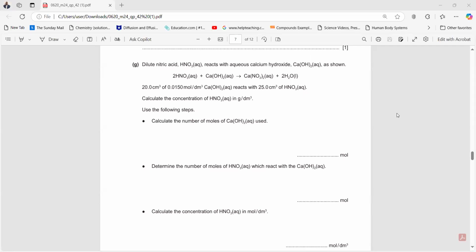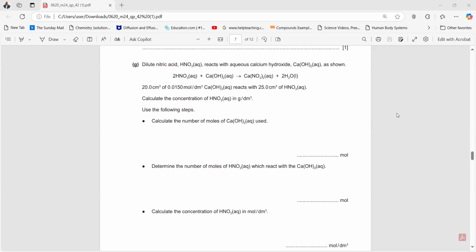Good day, students. Today we want to look at this stoichiometry question which came in February, March 2024. It was paper 42. It was a question whereby you were being asked to find the concentration of nitric acid in grams per dm cubed. Right, so it's like a typical base acid reaction.